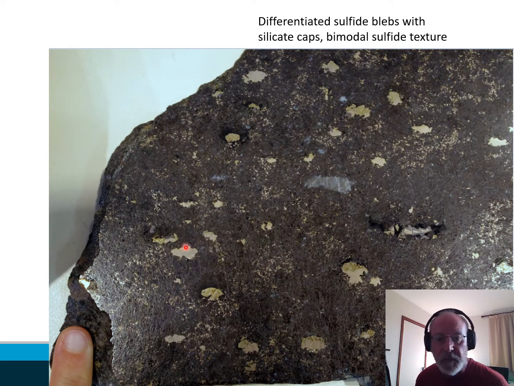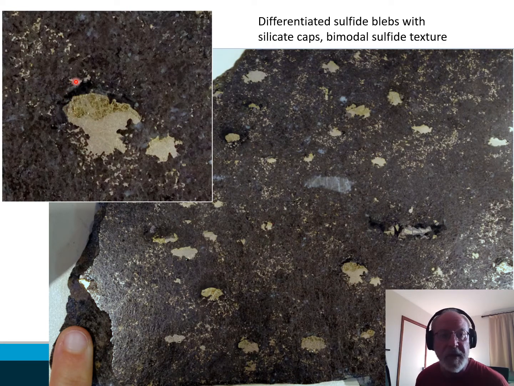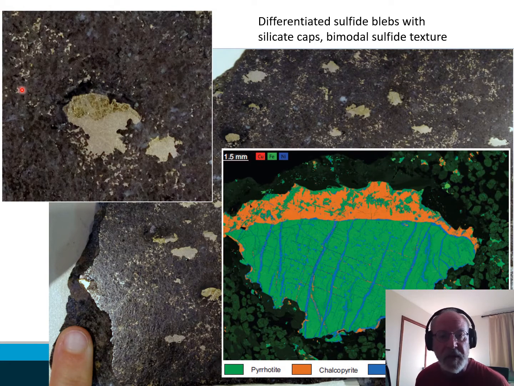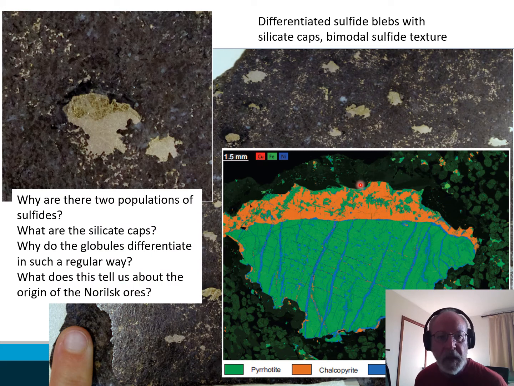So here's a beautiful sample of a Norilsk globular ore, and we'll just zoom in on one of these little globules. Now there's the sulfide showing up in the sort of brassy colours, the silicate in the grey colours, and you can see around the top of the sulfide there's a sort of a black zone. That's an XRF image of that, where we can see the mineralogy more clearly. That's the internal differentiation of the sulfide, and the dark material around the top of the copper-rich bit, the orange stuff there, that's this silicate cap. What are these silicate caps?